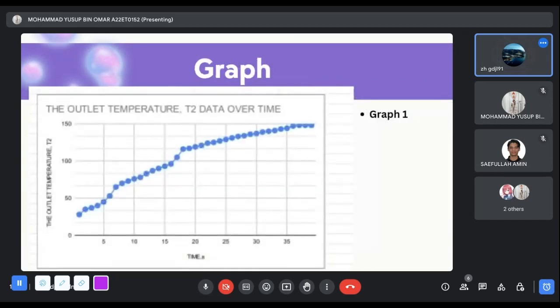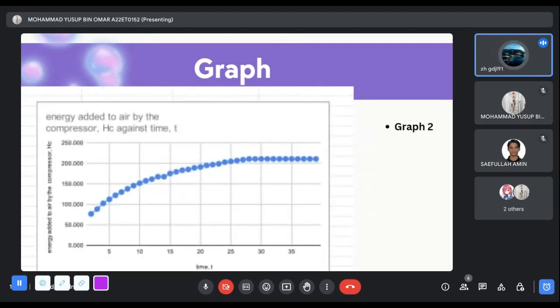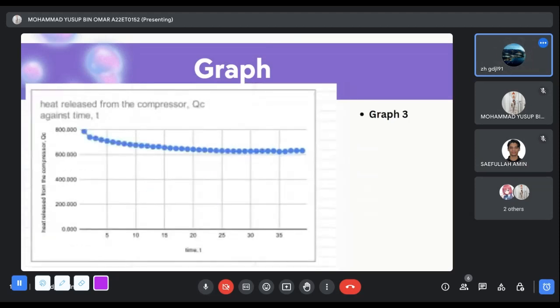So this is graph 1, which is the outlet temperature over time. And this is graph 2, energy added to the air by the compressor against time. And then lastly, graph 3 is heat release from the compressor against time.